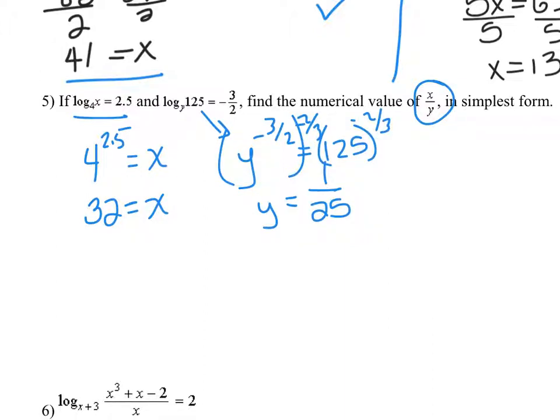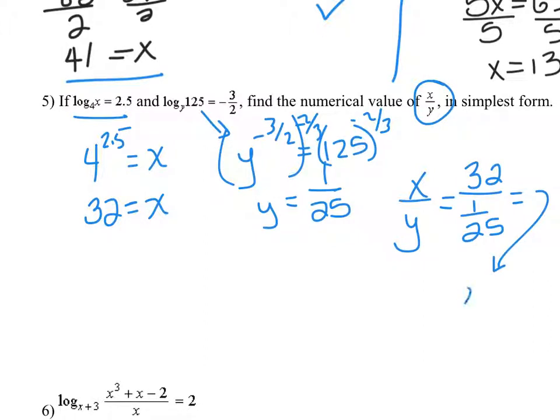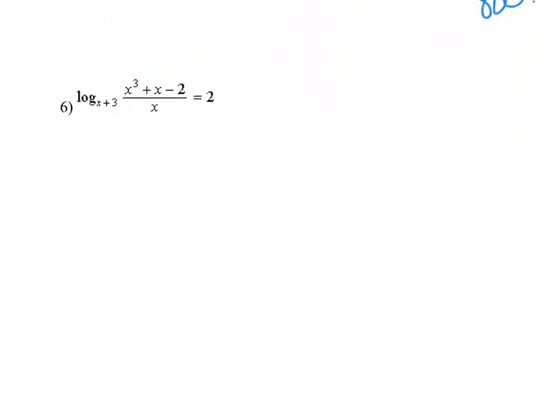Okay, now those are the two answers. That's what x is, that's what y is. But what you have to figure out is what is x divided by y. So x is 32, y is 1 over 25. Simply do the math, and it's 800. So it's just a little extra something for you to figure out and trick you, and we're wonderful at that. You're welcome.